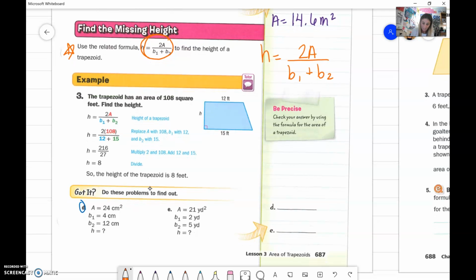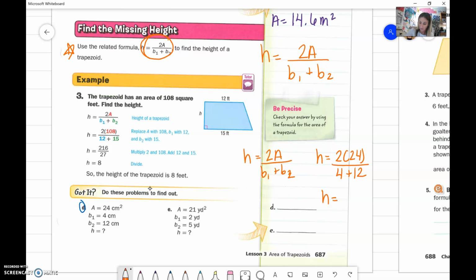Okay, so keeping that in mind, let's take a look down here. So we are finding the height. So using this formula, nothing changes. 2a, b1 plus b2. We're going to add what we know in here. Okay, so do we know the height? No, we're missing the height. Okay, but do we know the area? Yes, we know it is 24. So we're going to take 2 times 24. Okay, and we're going to end up dividing that by our base 1, which is 4 plus 12. Okay, so now let's do everything together.